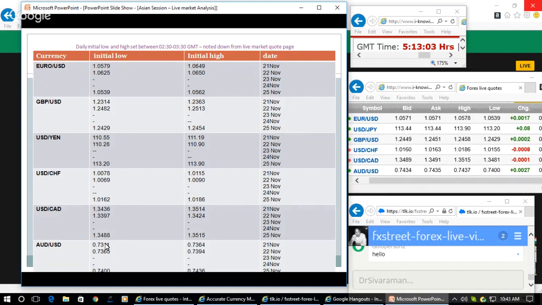Then in the case of Canadian dollar, 1.3488 is the low. They just breached the low and formed a new low, 1.3481, and 1.3515 is the high, which is not being breached. Here again, they are expected to make the swing and slide moves in the case of USD/CAD.